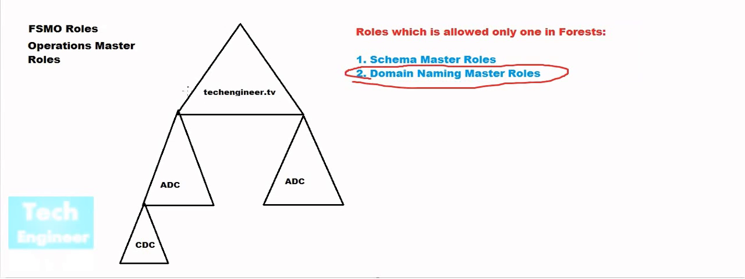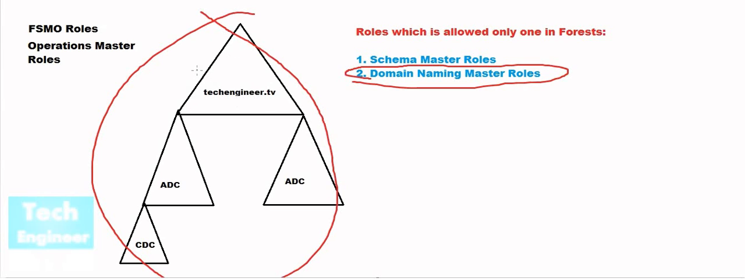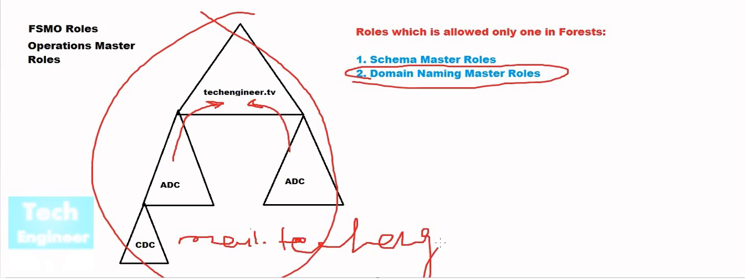What are these domain naming master roles? I made a diagram of a forest, and this is the domain name, techengineer.tv. Whenever we create an additional domain controller, it is an additional part of this primary server. But whenever we install a CDC in our forest, then we have to give a prefix, for example mail.techengineer.tv. This is what the CDC features are.